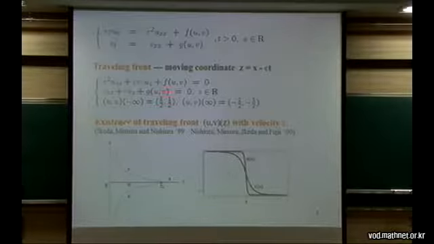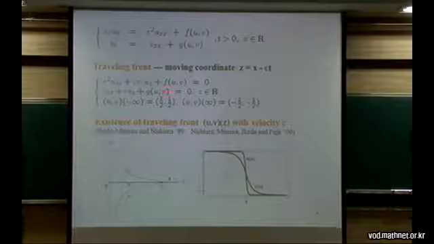Here is a profile of a traveling wave solution u and v with velocity c. These states correspond to the constant stable solutions. Here we use this moving coordinate. When c is positive, this wave moves to the right-hand side. Here is a solution branch of this problem, tau versus c. c is the velocity of this traveling front solution.